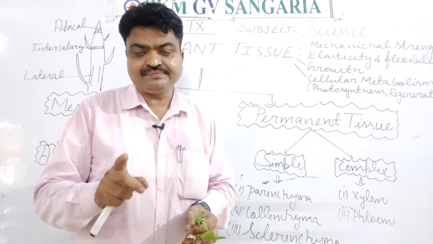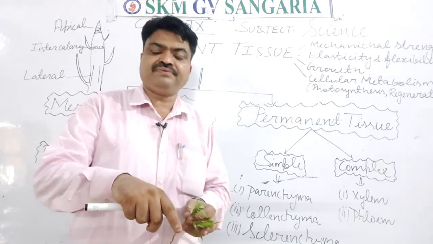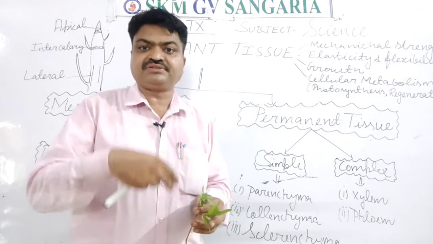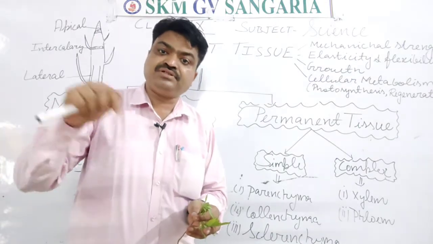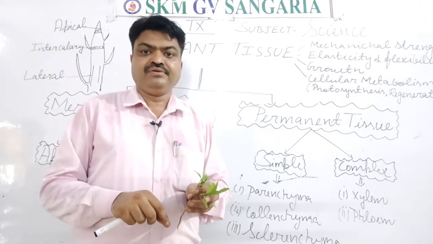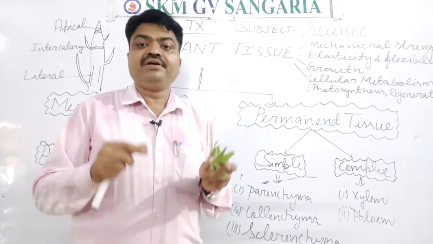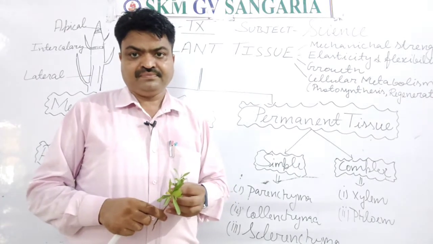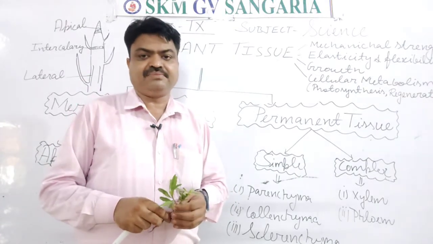It may be phototropism, from which it grows towards the sunlight. It may be geotropism, from which the roots grow towards the ground. So it helps the plant in the growth, student. So that is about the meristematic tissue, student.